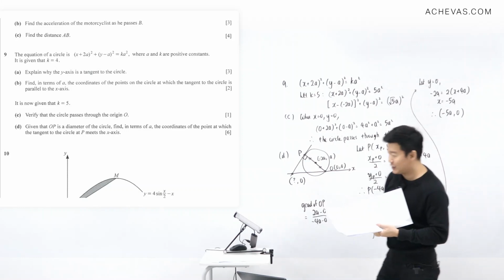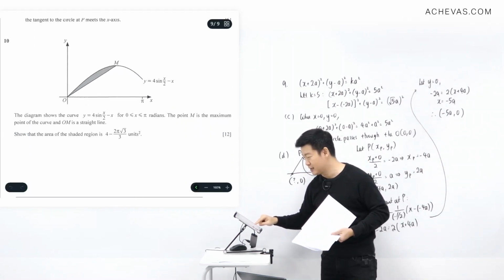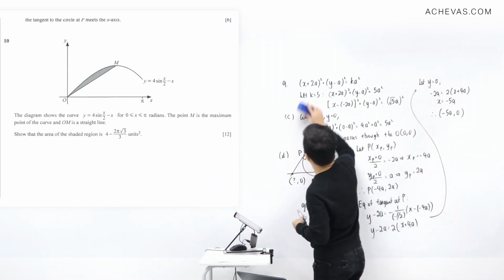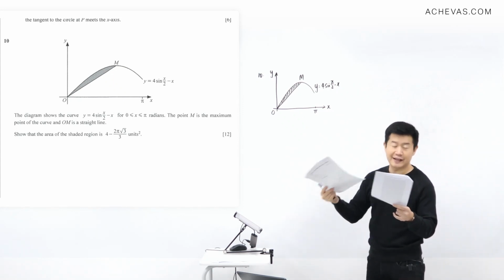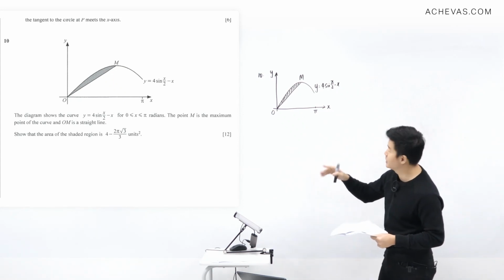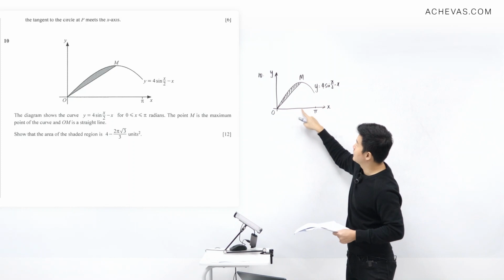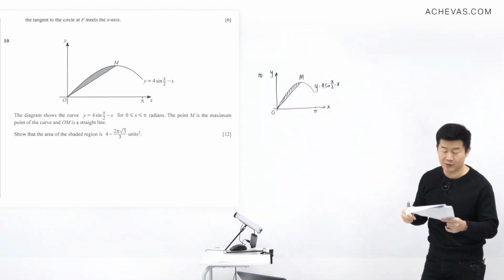Let's move on. Let's look at the last question here in paper 2. Last question is this. So in question number 10, we are supposed to show that the area of the shaded region is that expression that is given to us by the question. What we're going to do is to first find the area of this by making use of integration, then minus away the area of the triangle that is below. This will give us the area of the shaded region.